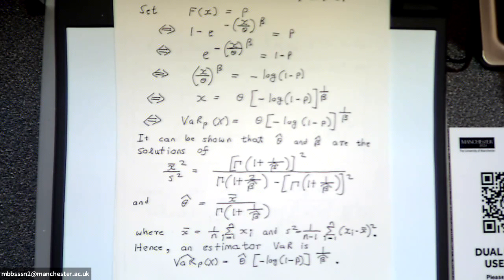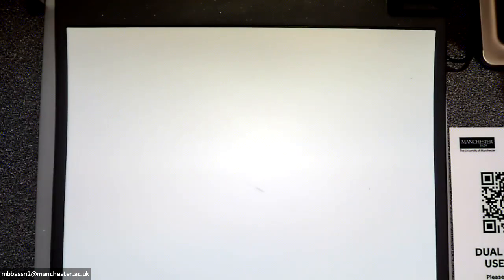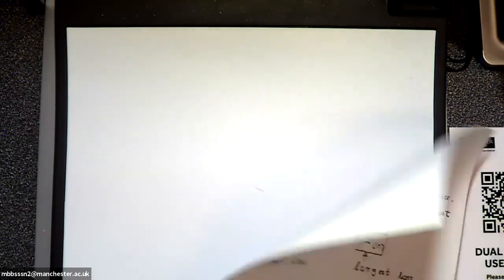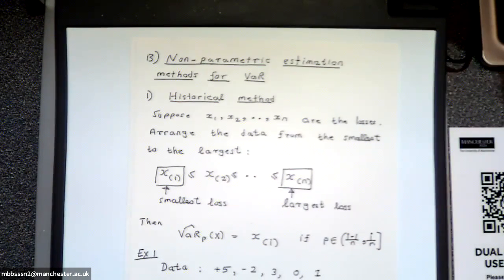Okay, the next section I'm going to talk about is non-parametric. Remember, non-parametric means that you don't assume anything about the data. So we are assuming that the data does not follow any particular distribution, right? The first non-parametric estimation method is known as the historical method. It's easy.